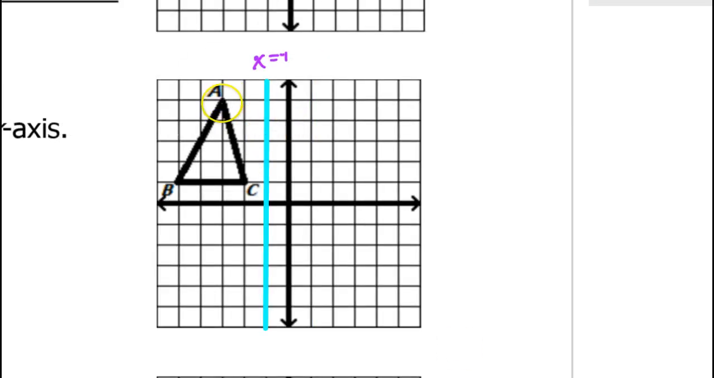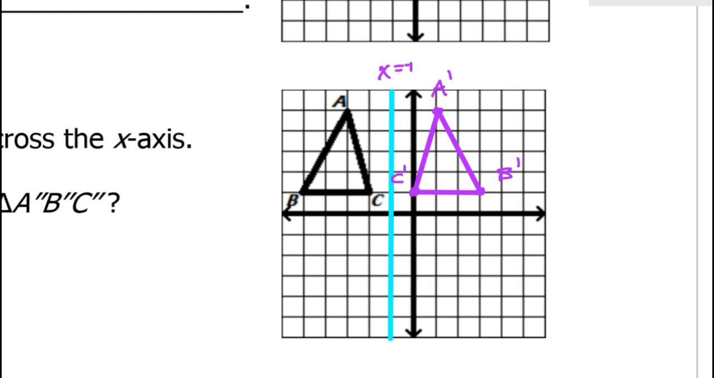Since A is 2 spaces to the left of the line, A prime will be 2 spaces to the right. So this will be A prime. Since B is 4 spaces to the left, B prime will be 4 spaces to the right. C is 1 space to the left, so C prime will be 1 space to the right. So this is what we have after the first reflection.